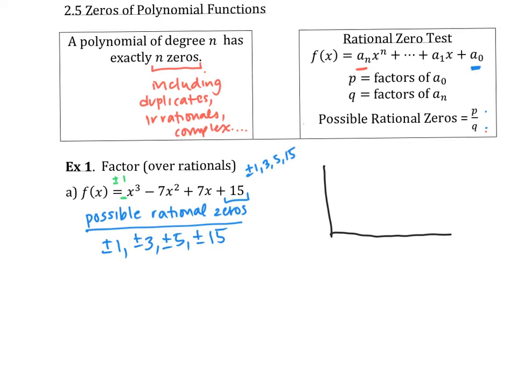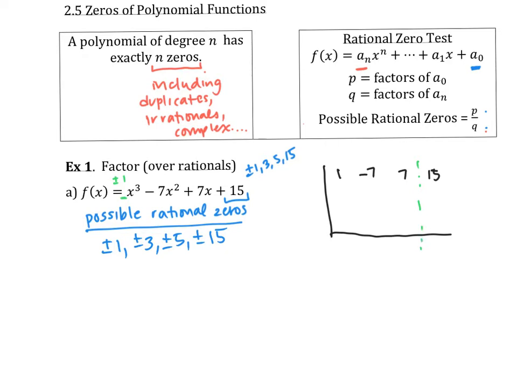Okay, I'll put the coefficients, 1, negative 7, 7, 15. I'm going to randomly guess. Let me try 1 because 1 seems easy. Bring down the 1. 1, negative 6, 1. That's not going to give me a remainder of 0. Once I can see it's not going to work, I'm going to go ahead and pick another number. Again, I'm just picking randomly. 1 didn't work, so let me try another one. I could try negative 1.